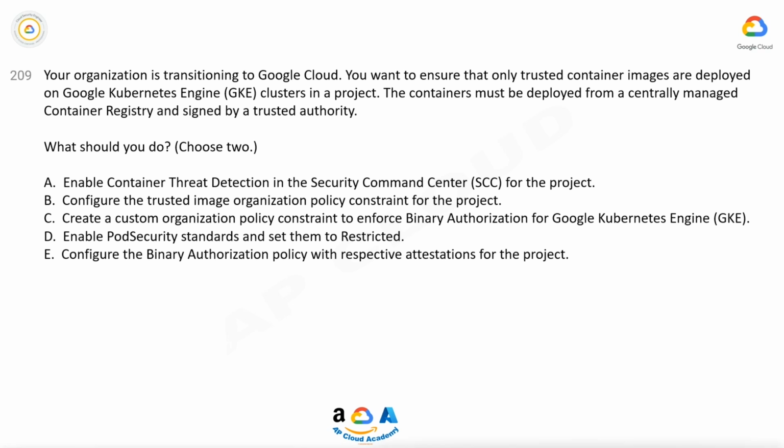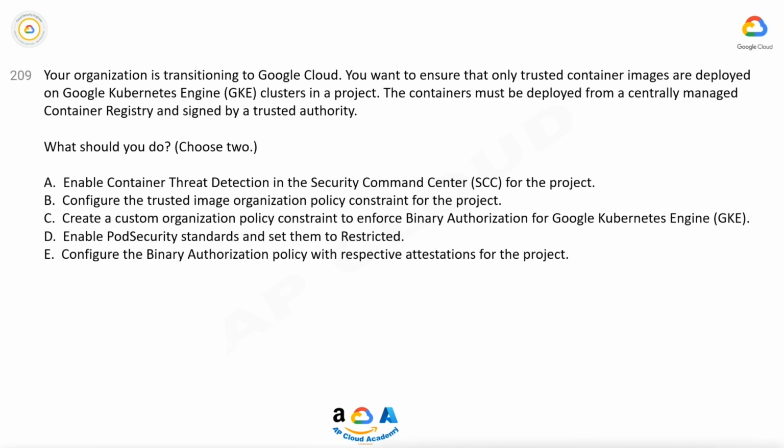Question number 209. Your organization is transitioning to Google Cloud. You want to ensure that only trusted container images are deployed on Google Kubernetes Engine, GKE, clusters in a project. The containers must be deployed from a centrally managed container registry and signed by a trusted authority. What should you do? Choose 2.